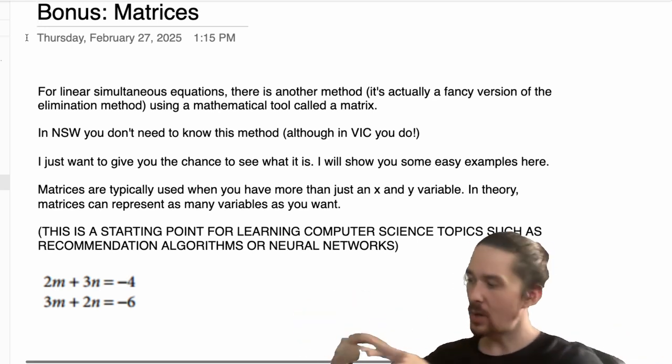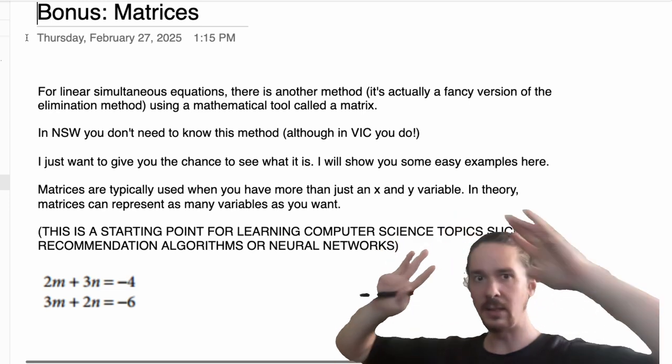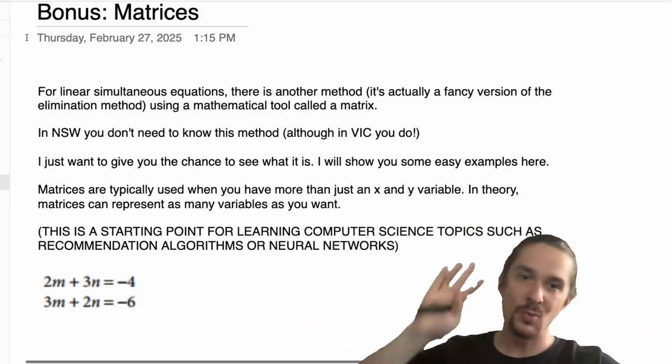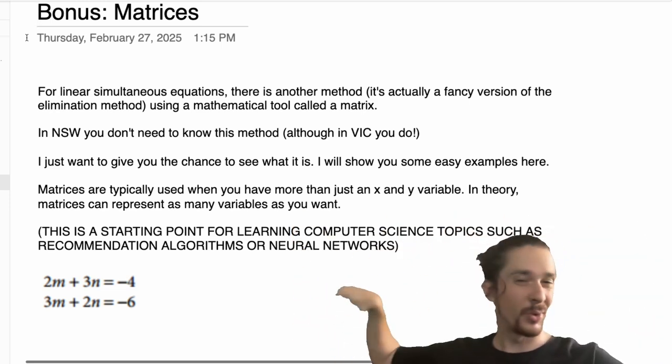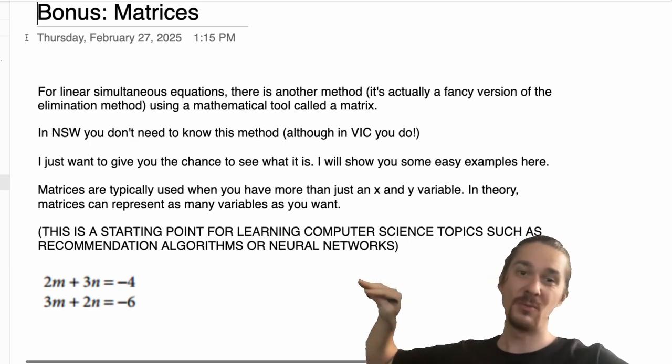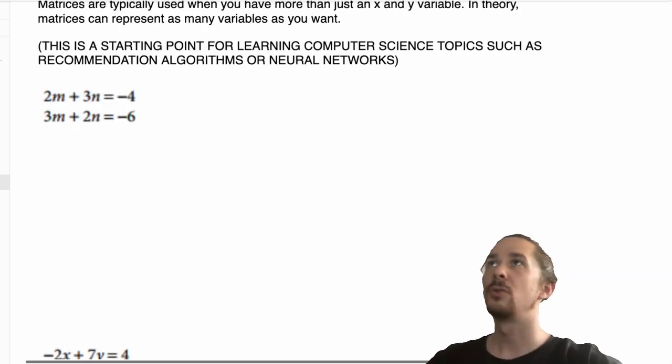If you have an x, a y, a z, a t, an a, a b, a c, a d, an e, like if you have 100 variables, you want to use a matrix because, as you're going to see, it's pretty straightforward to use, and it stays just as straightforward no matter how many variables you've got. Let me show you how we do this.